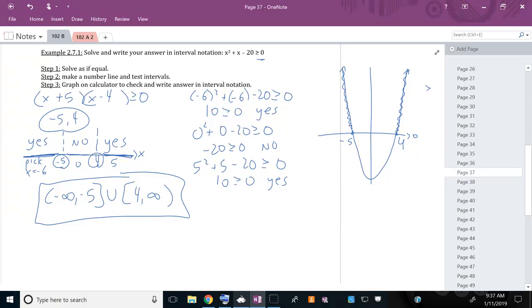Now, what I'm about to say does not work for every problem, but it will work for many of them, which is, if I have a quadratic greater than 0, then I expect, as an answer, the two outer intervals. Now again, that does not always work. It's not 100%, but much of the time that will prove to be true.